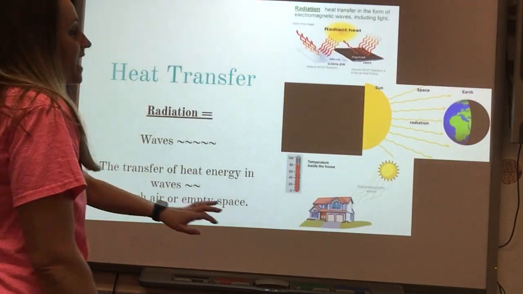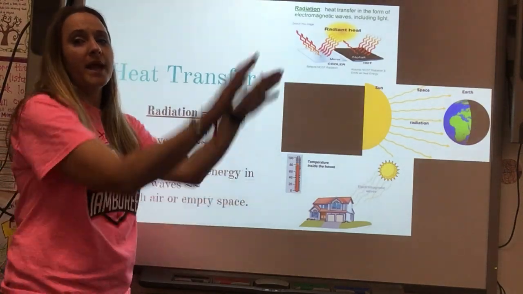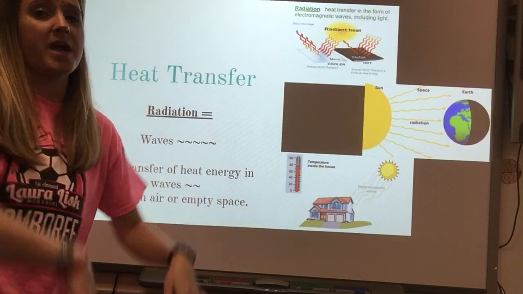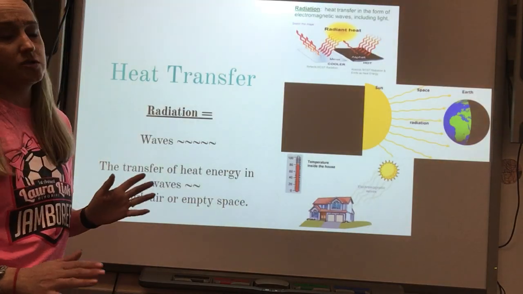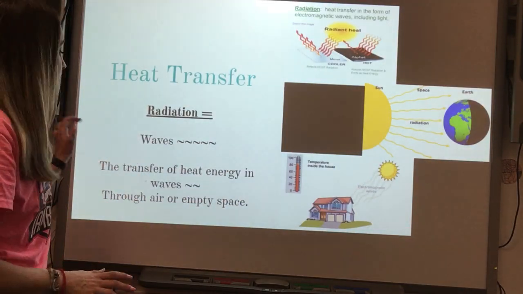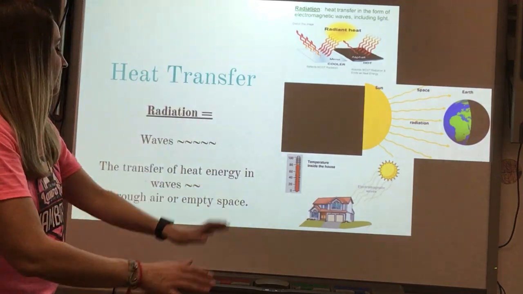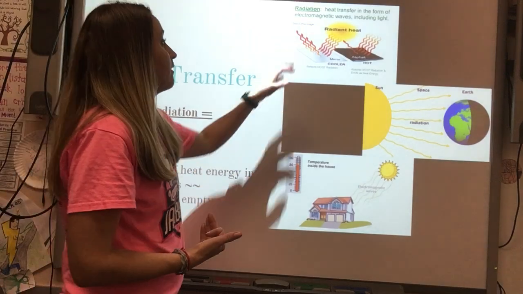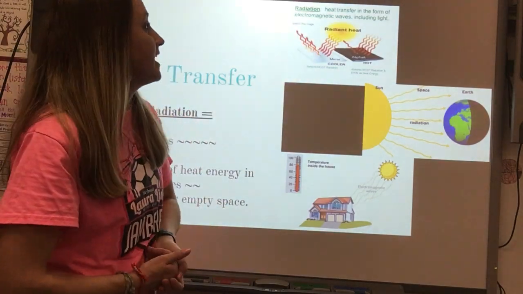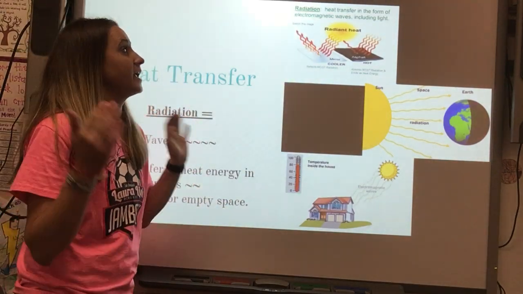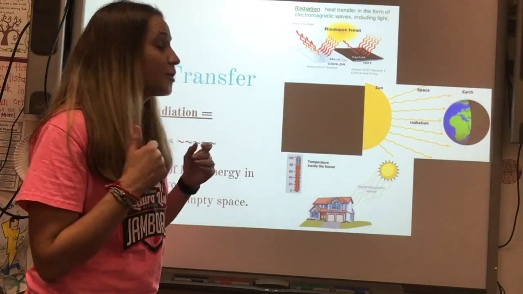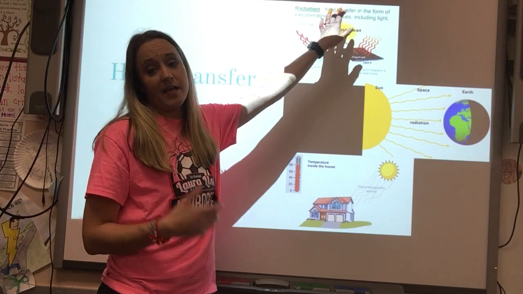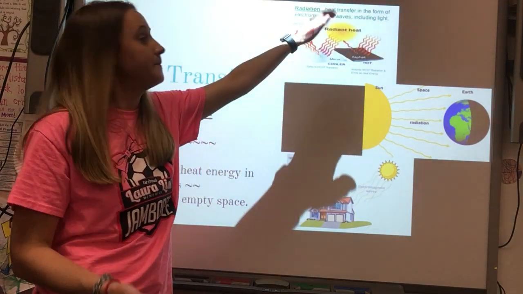All right, so the last type of heat transfer is radiation. Heat transfer through radiation is transferred in waves. The transfer of heat energy in waves through empty space or through a gas. For example, radiation is where heat transfers in electromagnetic waves, like from the light and the heat energy from the sun.